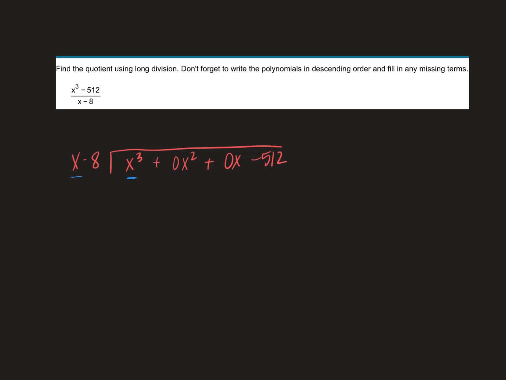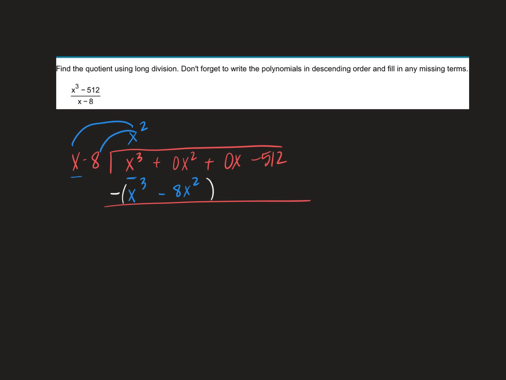So that times something is going to be an x squared. When I multiply that out, x times x squared is going to give me x cubed. X times negative 8 is going to give me negative 8x squared. So now I'm subtracting everything. So this is all minus this bit.